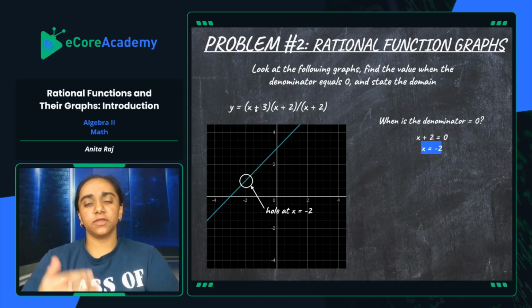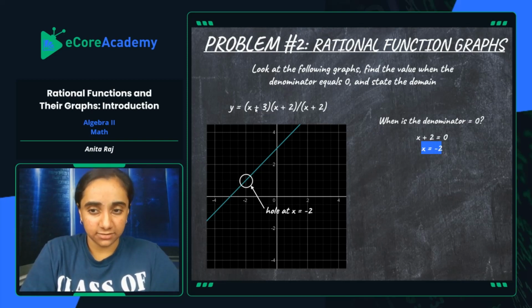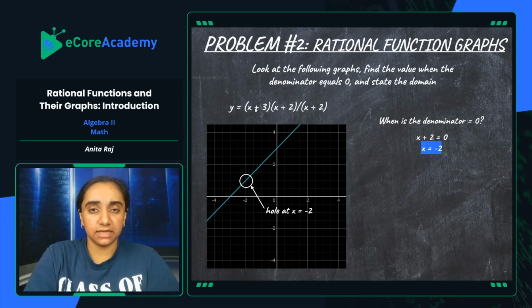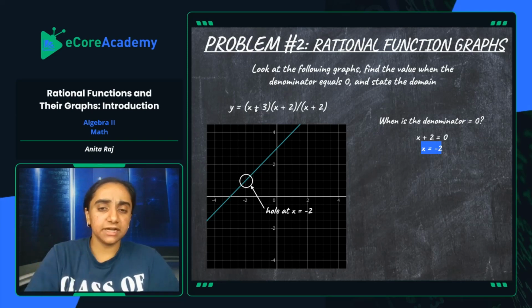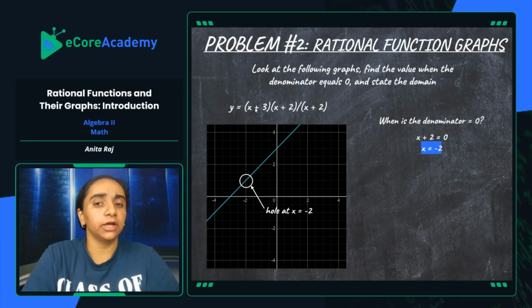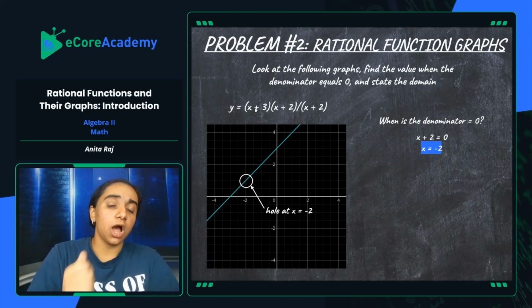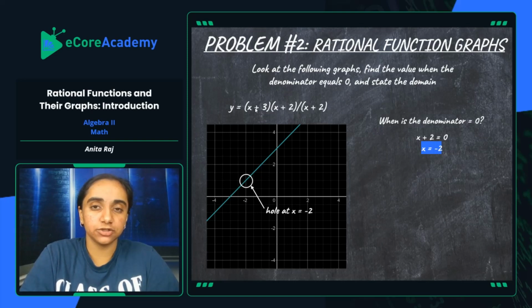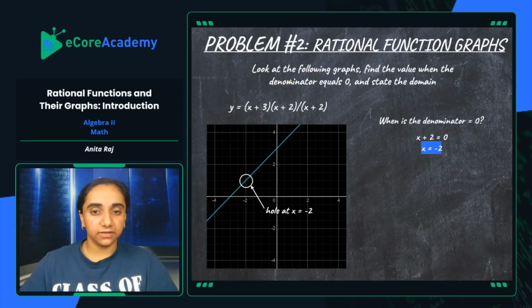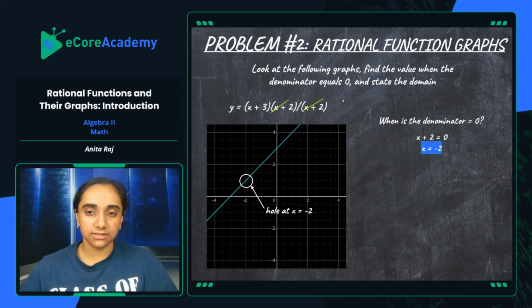However, you might be wondering, okay, isn't there supposed to be a vertical asymptote at x equals negative 2 because that's the denominator? Well, if you look at the rational function, it's (x plus 3) times the expression (x plus 2) divided by (x plus 2). Well, you can see that the x plus 2's are a common factor in both the numerator and denominator. So if we were simplifying this, what would happen is these x plus 2's are common factors, so they would cancel out. We could rewrite this rational function as y equals x plus 3.